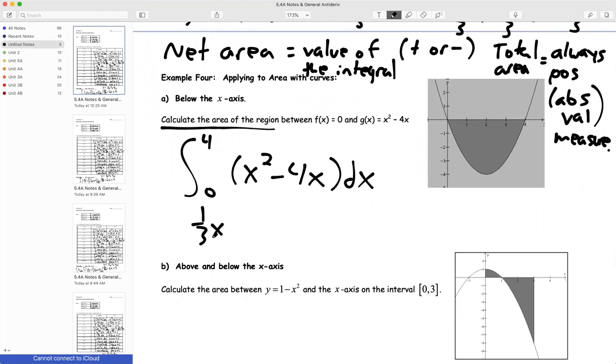1/3 x cubed. Minus, what's the antiderivative of 4x? 2x squared. And then I am evaluating it from 0 to 4. So I'm going to plug in the 4. Excuse me, that should be x. Let me rewrite that. That should be 1/3 x cubed.